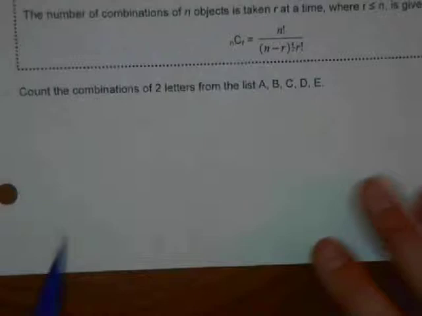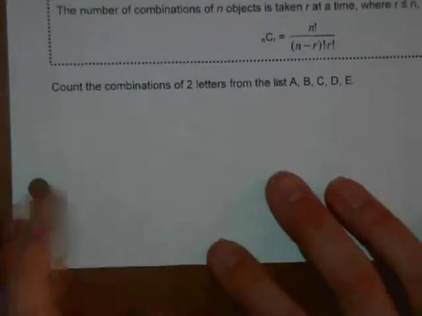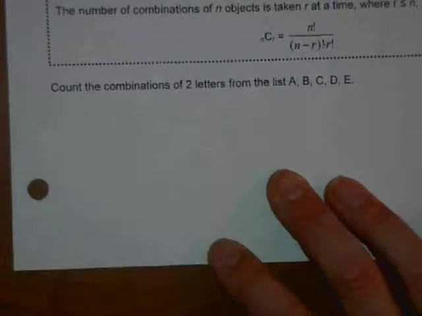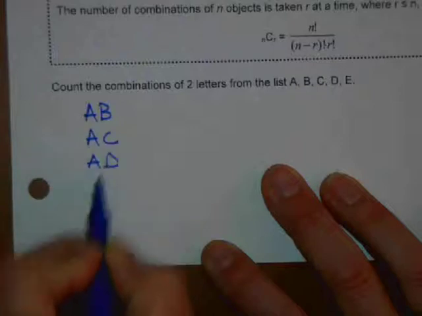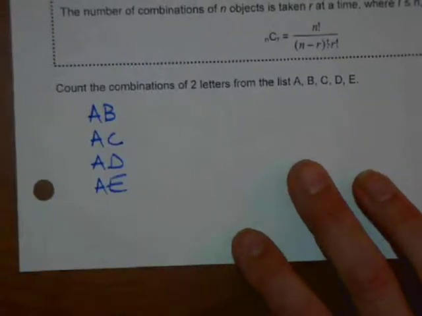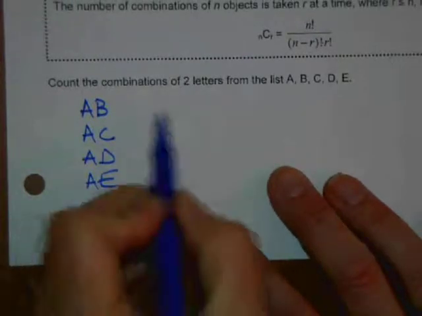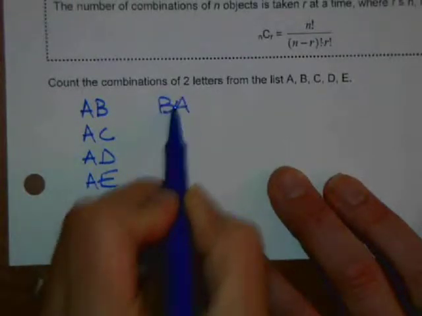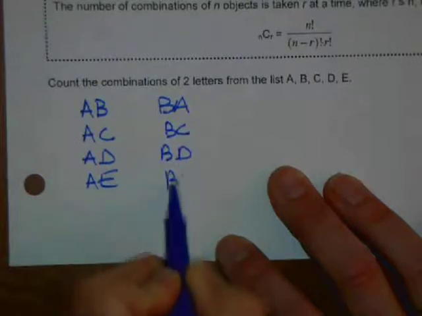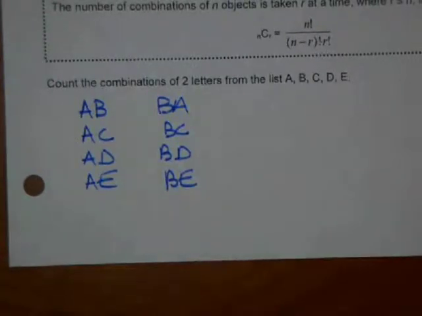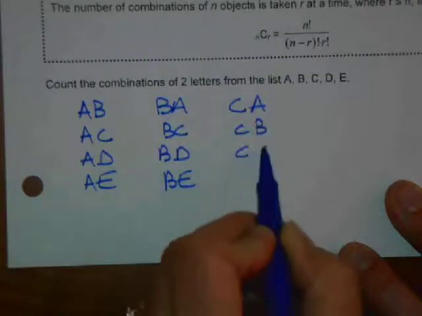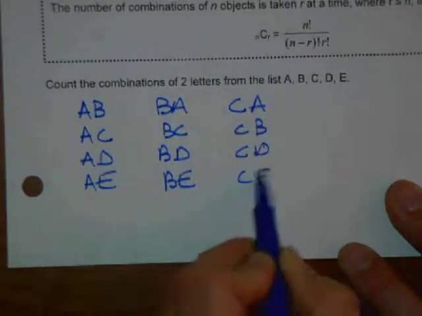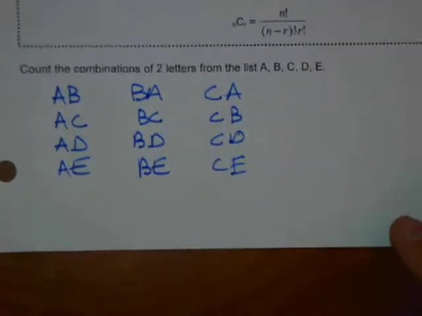Let's see an example. Count the combinations of 2 letters from this list: A, B, C, D and E. We're going to write them all out this time. A and B, A and C, A and D, A and E. Then we go to B. B could go with A, B could go with C, D, or E. Then we go to C. C could go with A. You see where we're going with this. We're going to list them all out.